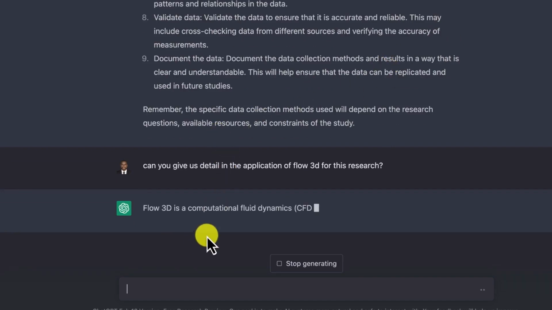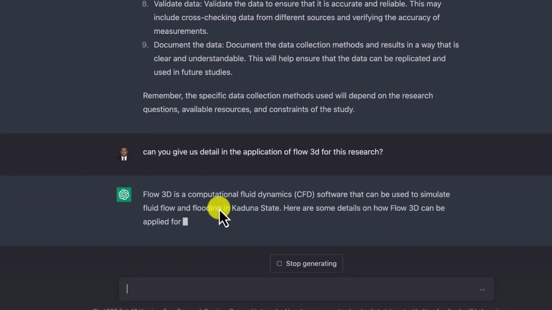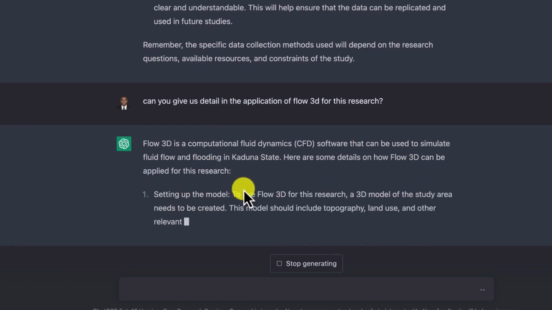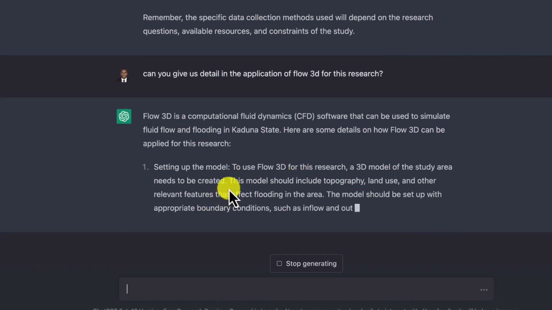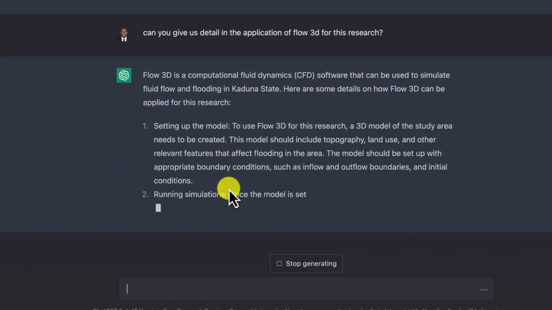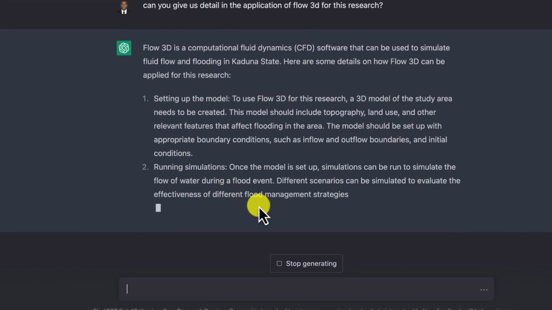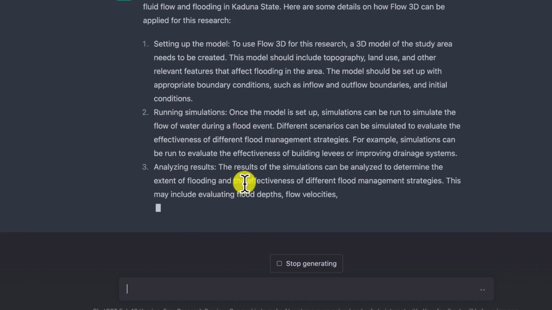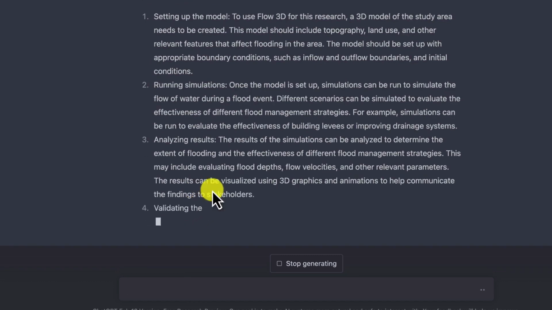So you can see, Flow 3D is a computational fluid dynamics software that can be used to simulate fluid flow and flooding in Kaduna State. Here are some details on how Flow 3D can be applied. Setting up the model, you can see it's giving you details. So this is just an example of how you can be very specific in the prompt you give to the tool. Okay, running simulations, analyzing the results, these are pre-processing and post-processing, and you can see the key details it's giving you.